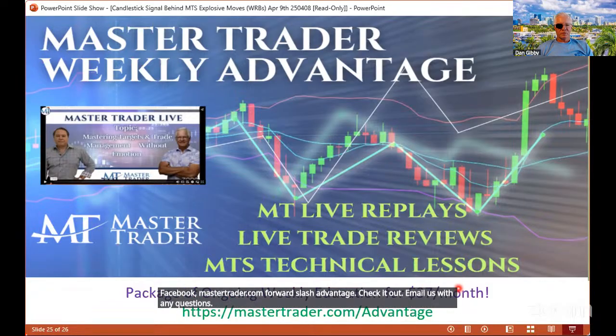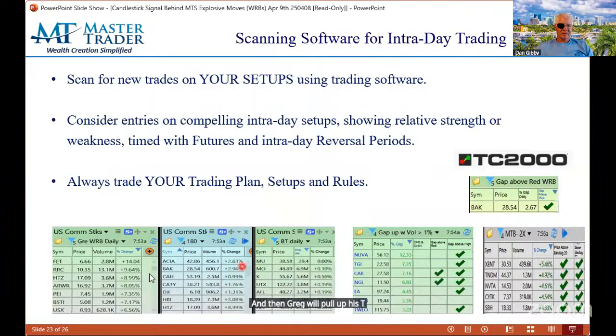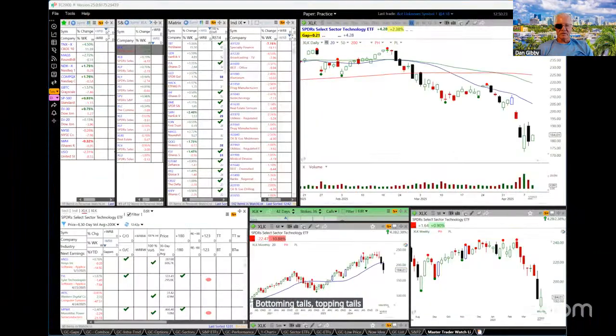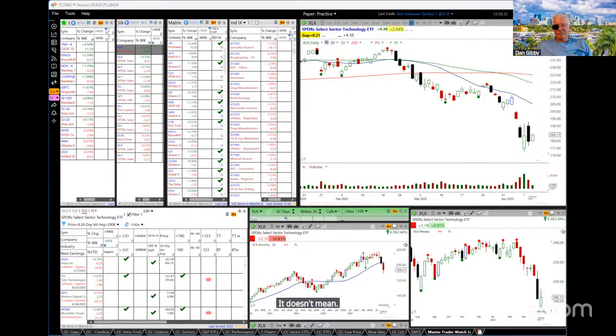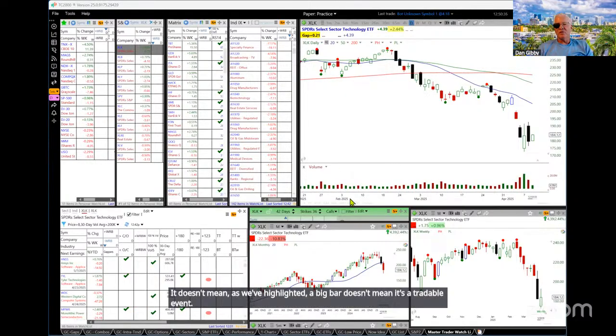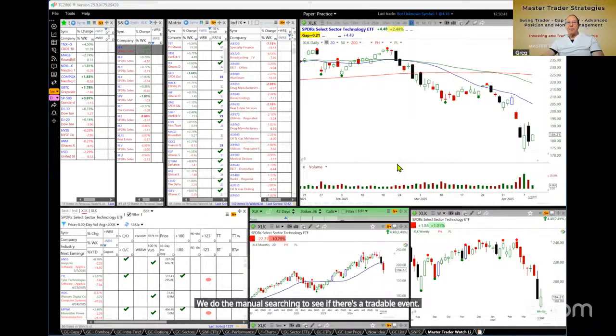And then Greg will pull up his TC2000, and we can scan for these big bars in many different ways: bottoming tails, topping tails, wide range bars, exactly what we're going over with you today. And as we've highlighted, a big bar doesn't mean it's a tradable event. We do the manual searching to see if there's a tradable event.